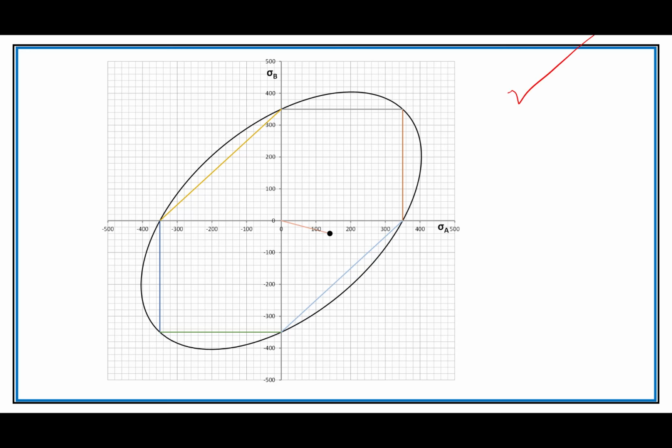Of course, the ellipse is distortion energy theory, and the 6-sided hexagon thing is maximum shear stress theory. So we plot our point right here of our sigma A and our sigma B. Now remember that sigma A was a positive value and sigma B is a negative value, which puts us down into this quadrant.